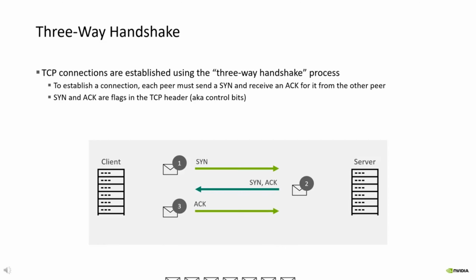Step 3. The client receives the SYN/ACK from the server and responds with its own acknowledgement message. Once again, each side must acknowledge the synchronization message of the other side. Upon completion of this process, the connection is created, and the client and server can communicate.